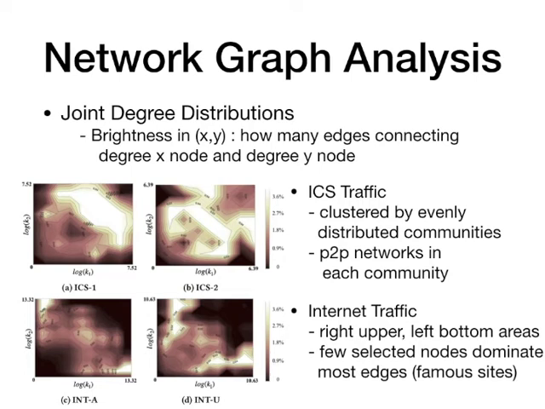So when we combine the facts from the previous view, that ICS traffic is clustered by evenly distributed communities, they're forming communities, and inside each community they're forming P2P networks. And when we look at the internet traffic, we only see two bright areas in each of the graphs, the right upper and left bottom areas. So this means that a few selected nodes are dominating most edges.